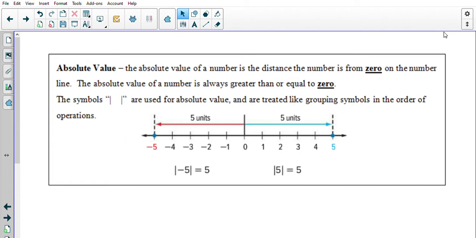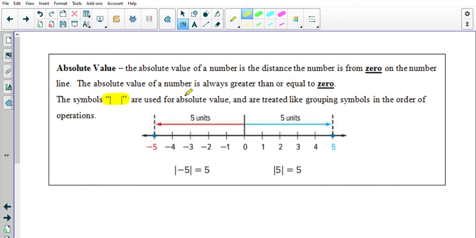Now, it will be a little bit different if you do problems involving absolute value. You could still get a negative solution. We'll see a few of those. Or if you have a negative sign outside of the absolute value bars, you could get a negative solution for your final answer. The symbols, as given right here, I'll highlight these, are what we use for absolute value. They're these double bars. It kind of looks like the number 11 spaced out. Those double bars are used to represent absolute value, and they're treated like grouping symbols in the order of operations. And I know we already mentioned that.